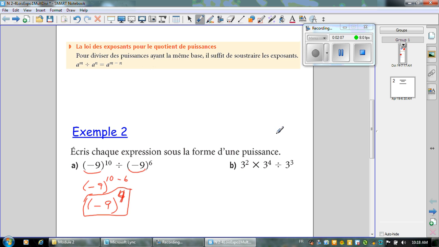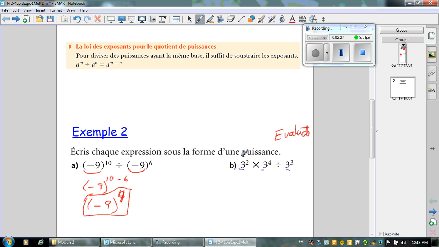Unless it says evaluate after, then you would actually have to do negative 9 multiplied by negative 9 multiplied by negative 9 multiplied by negative 9.